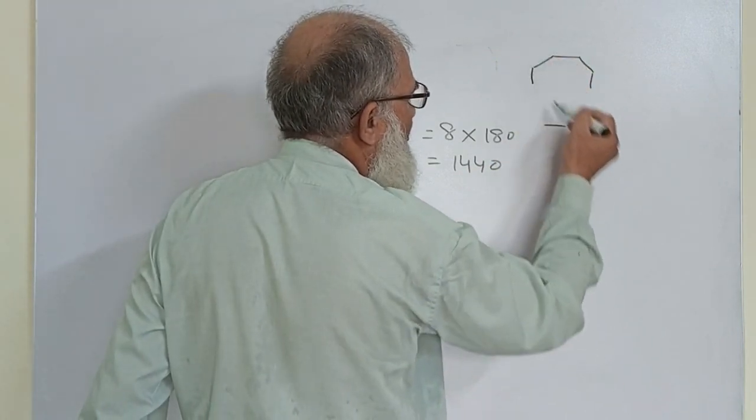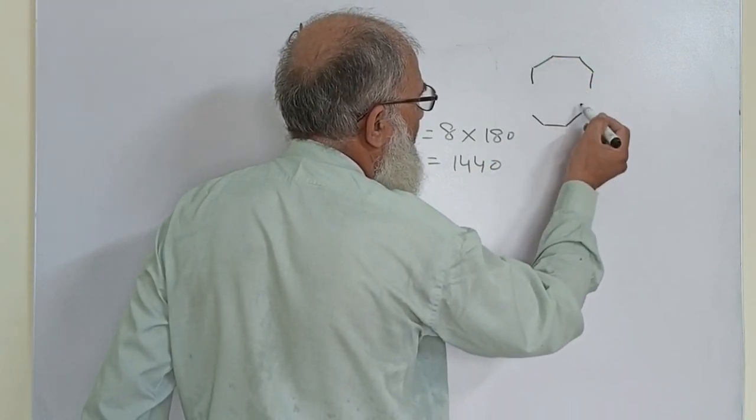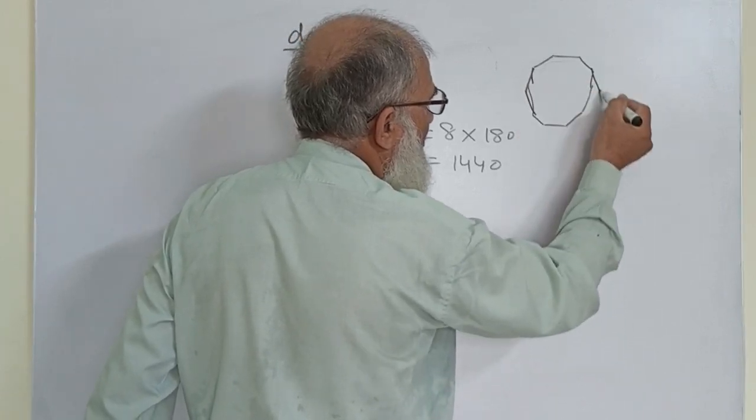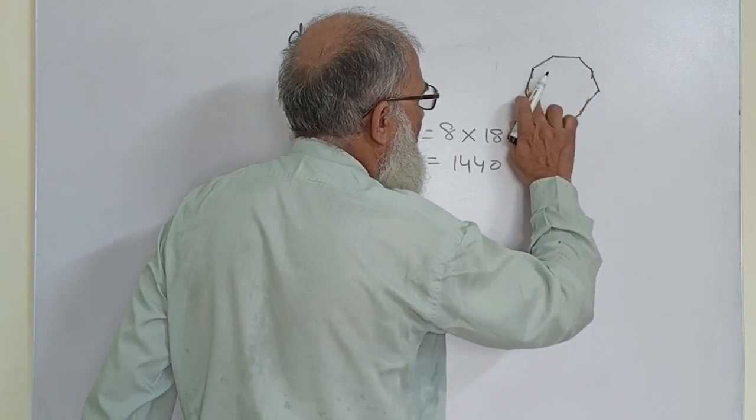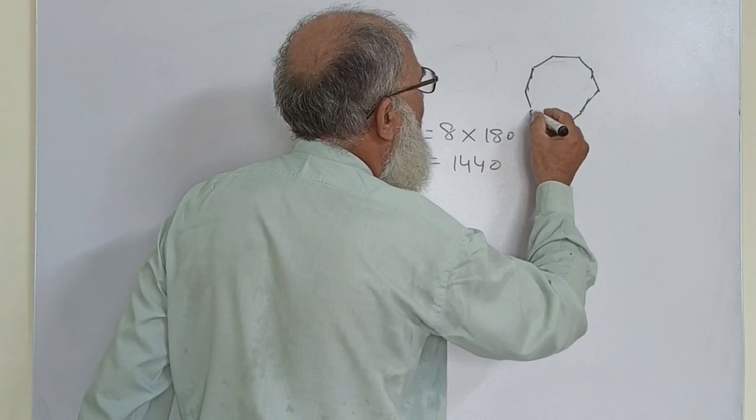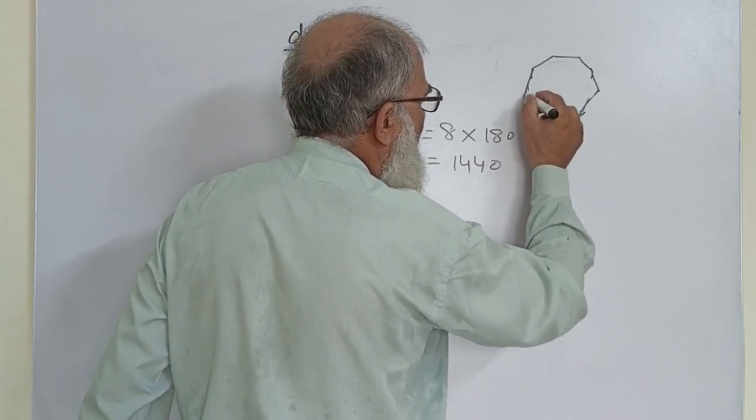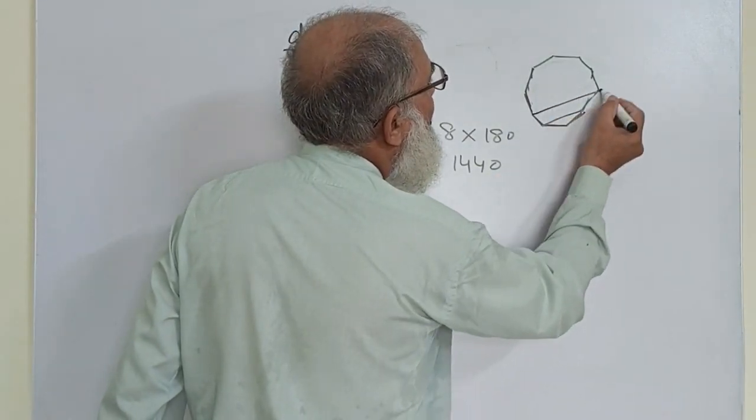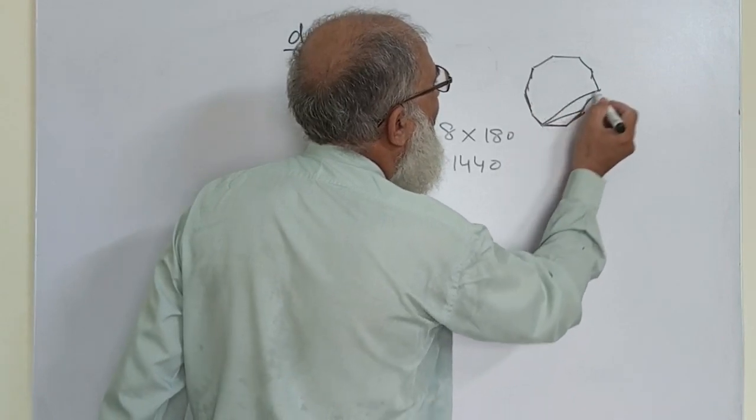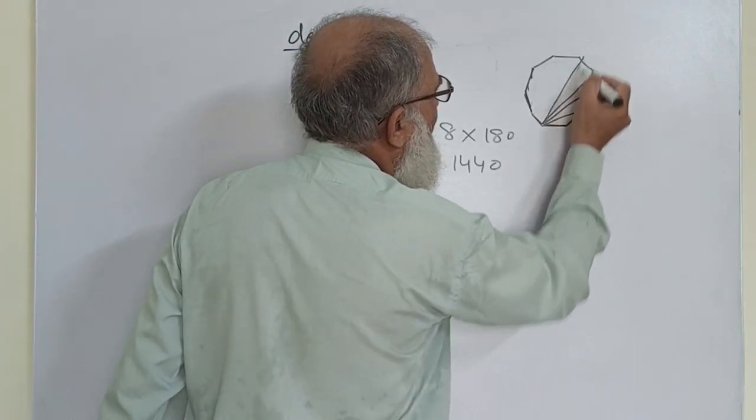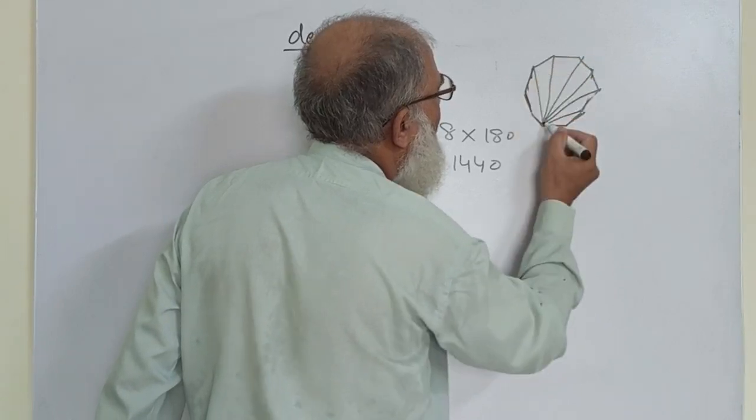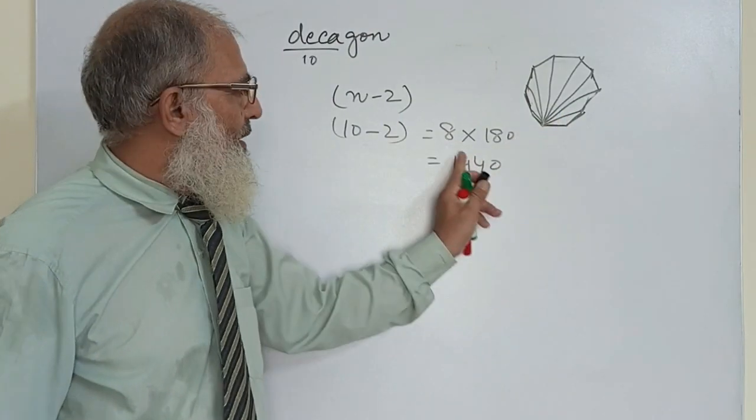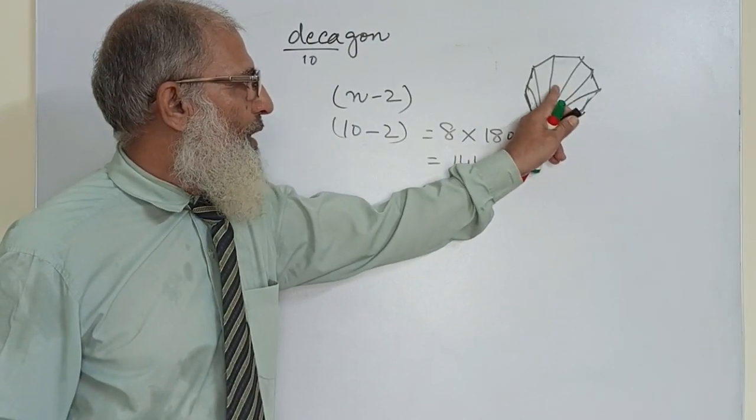1, 2, 3, 4, 5. This might be the shape over here. Now how many triangles are there? One, two, three, four, five, six, seven and eight. You see that there are 8 triangles in one decagon.